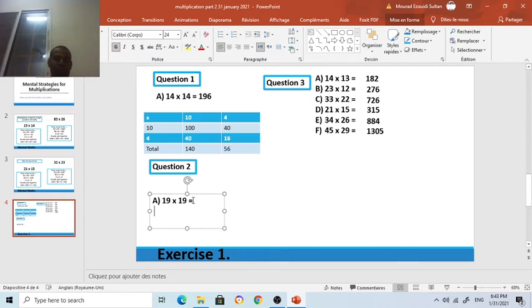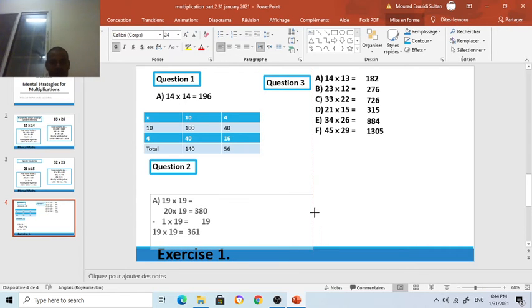I will write 19 as 20 minus 1. I will make 19 multiplied by 20, then I will come here and make the negative sign, 1 multiplied by 19. So 20 minus 1 is 19, multiplied by 19 should be equal to 20 by 19, which is 380, minus 1 by 19, which is 19. Then I will subtract 380 minus 19. It will be 361. This is the last answer.